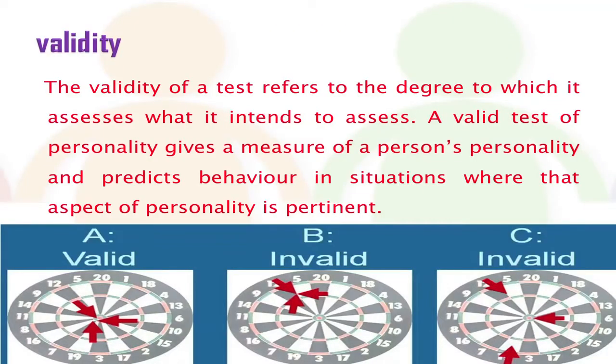Number 2, validity. The validity of a test refers to the degree to which it assesses what it intends to measure. It is a measure of a test's usefulness. The scores on the test should be related to some other behavior reflective of personality, ability, or interest. For instance, a person who scores high on an intelligence test would be expected to do well in school or in jobs requiring intelligence. A person who scores high on a scale of depression should be diagnosed as depressed by the mental health professionals who assess the person.